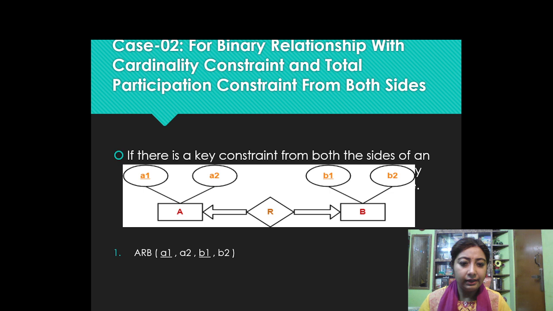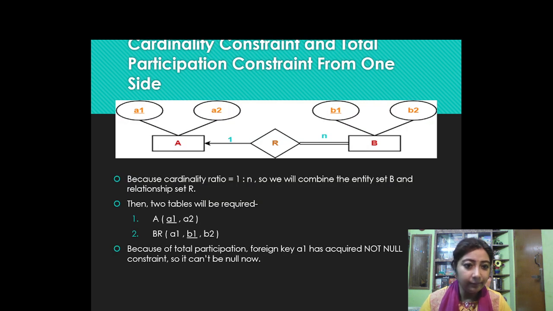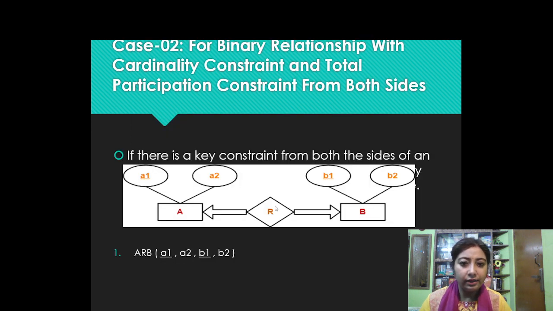Another case here, case 2. This was case 1 for the full dependency rule, and now for the binary relationship with cardinality constraint and total participation constraint on both sides. If total participation is there on both sides, then the relationship R has the table ARB, which is A1, A2, B1, B2. All these are coming together. So this is the relationship R along with A and B, and all the attributes will come.